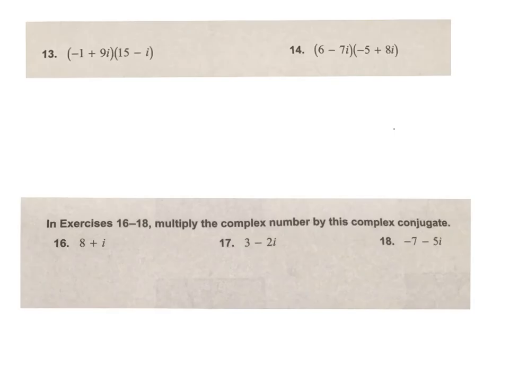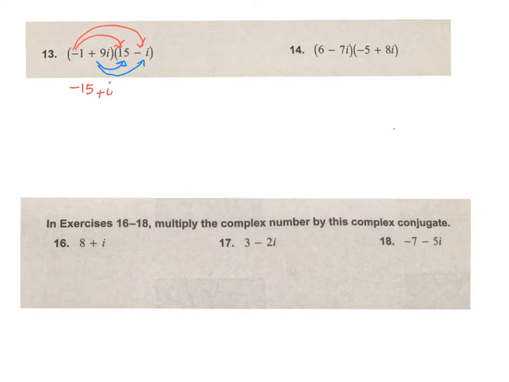In example number 13, we are going to multiply two complex numbers together, and we are going to treat a complex number as a number with a variable like x. So we'll do the FOIL method. We'll say -1 times 15 first, and then -1 times -i. Then we go under: 9i times 15, and 9i times -i. So when we take -1 times 15, we get -15. -1 times -i is plus 1i.